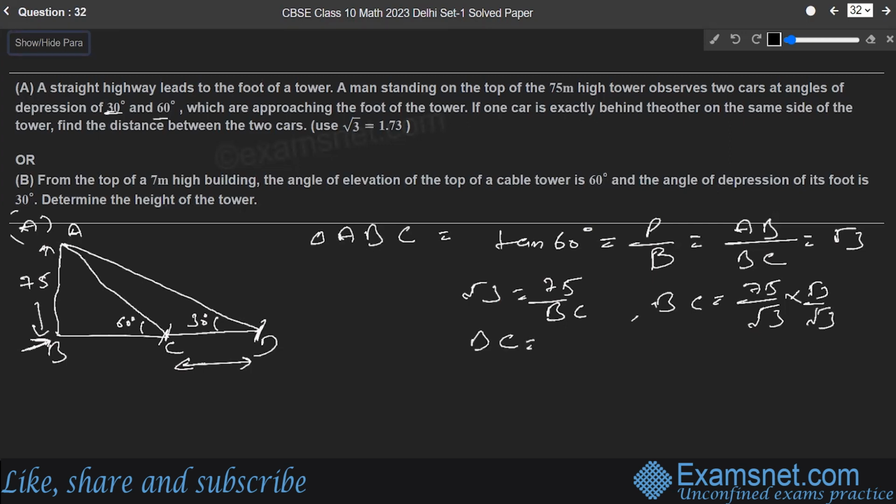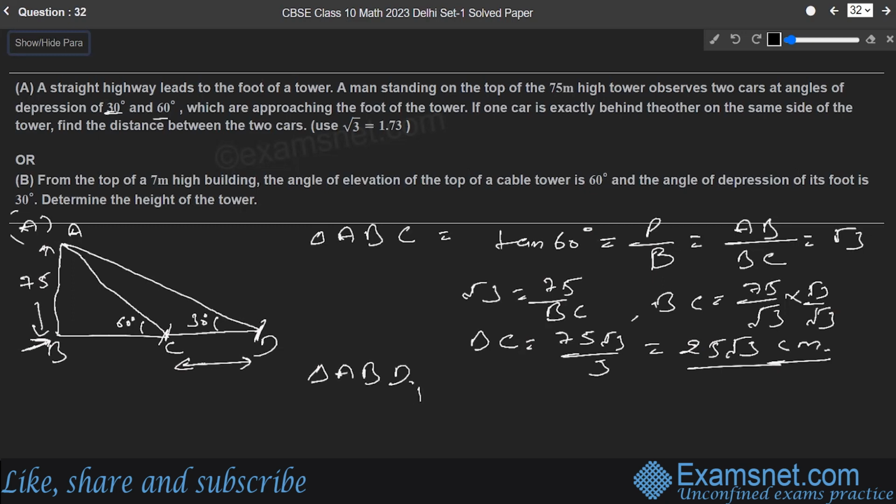We get the BC value as 75 root 3 by 3, that is nothing but 25 root 3 centimeter. That is the value of BC coming, 25 root 3 centimeter. That is the BC, but we are supposed to find out CD. So we'll again take the bigger triangle, that is ABD.